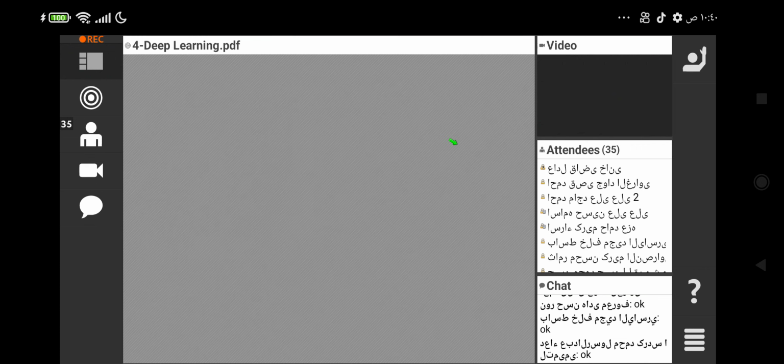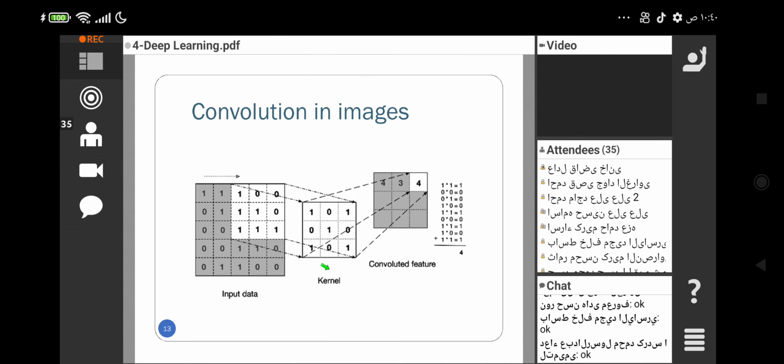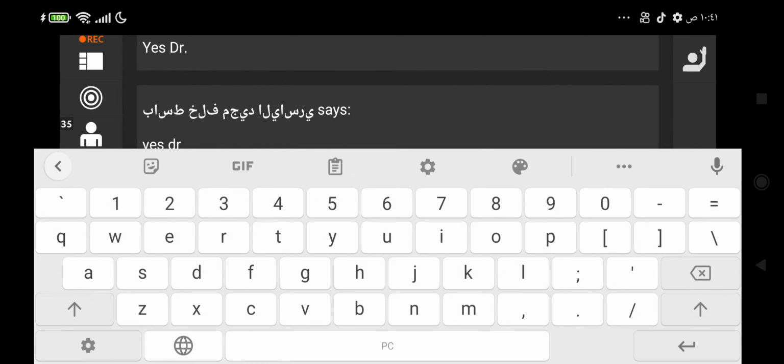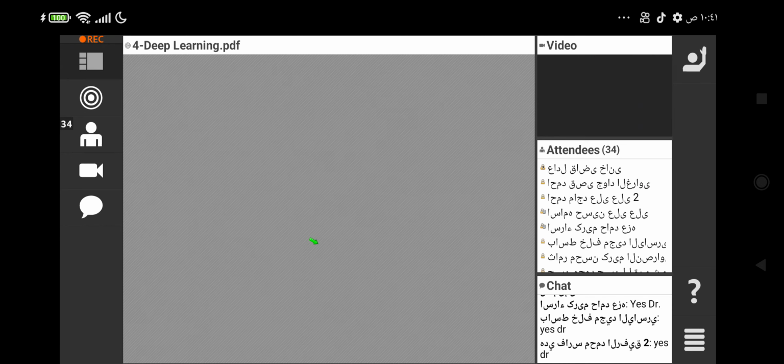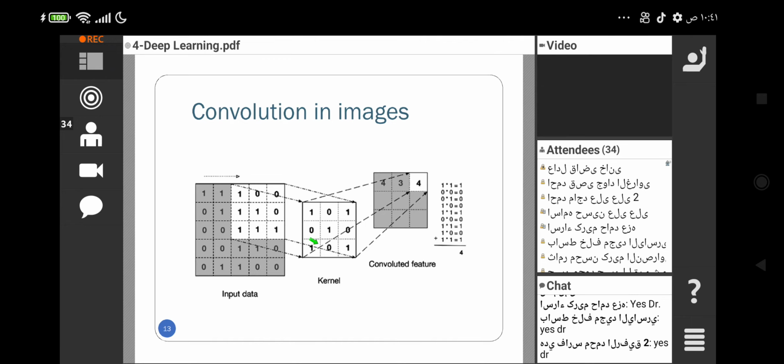Understand this? What does convolution mean? This kernel is put on the image, and in each place that it moves, all of the numbers are multiplied and added to each other, and the result is put here. That is convolution.